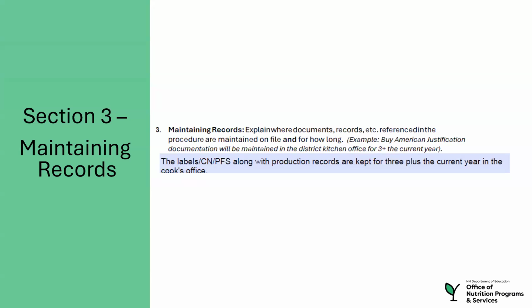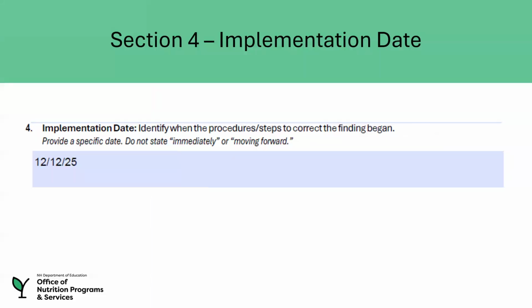That one's a pretty straightforward section. The implementation date. So don't state immediately or moving forward because that doesn't really work. What you want to do is, when you have thought of your corrective action and you've thought about how it affects your team and what training you're going to have to do, you need to put a date in the implementation that is reasonable to get your staff trained and the process is smoothed out and you've made sure it's going to work, and that's when you're going to implement it.